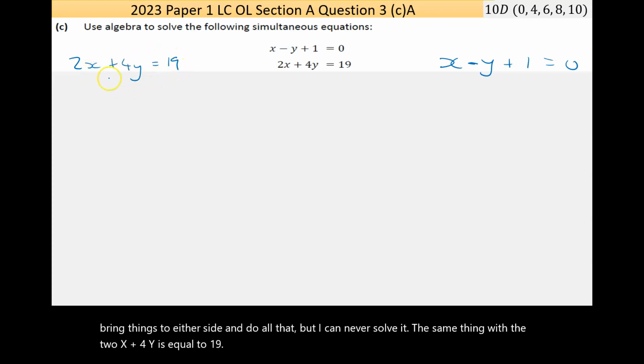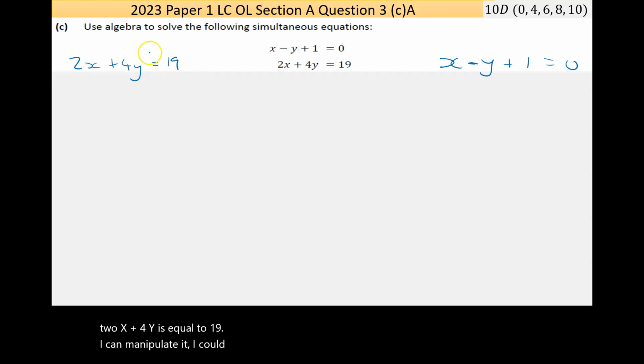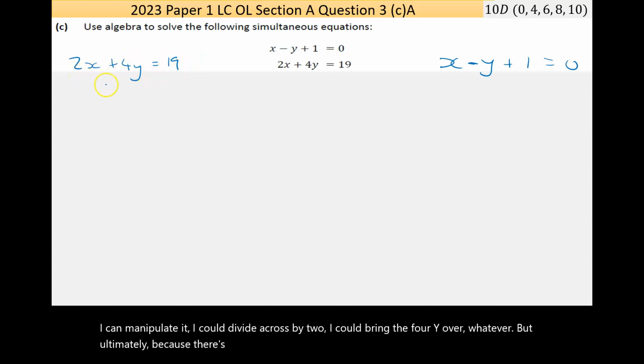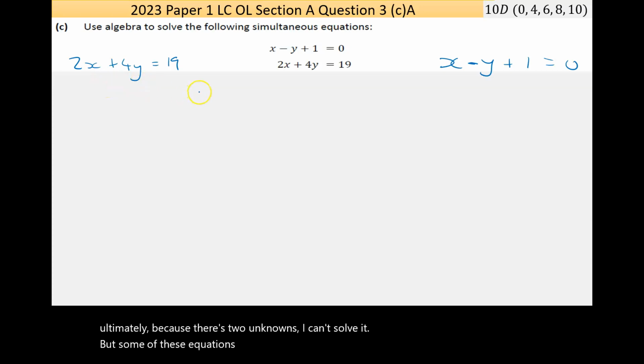I can manipulate it. I could divide across by 2. I could bring the 4y over, whatever. But ultimately, because there's two unknowns, I can't solve it. But simultaneous equations works when I have two equations with the same two unknowns. I can eliminate one of them.